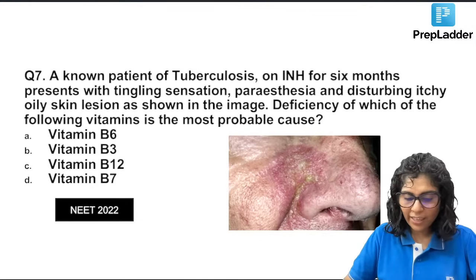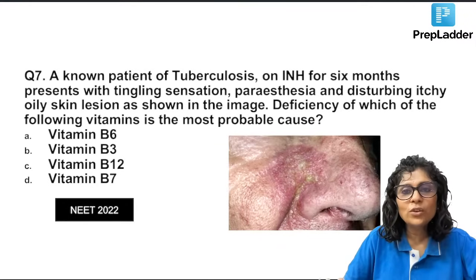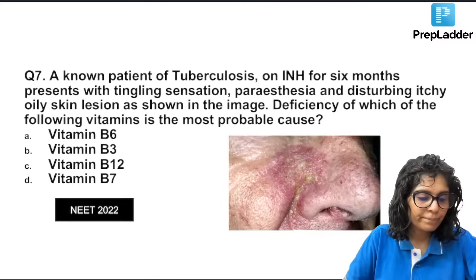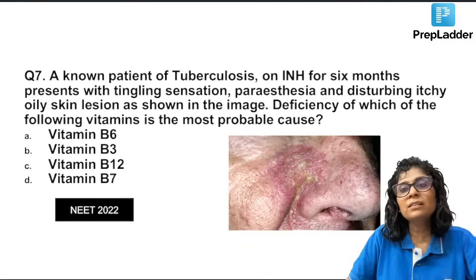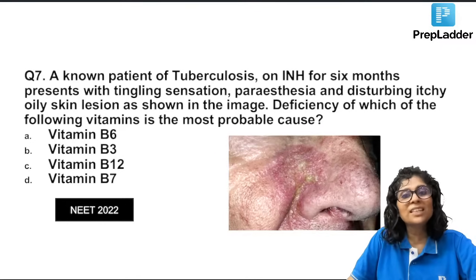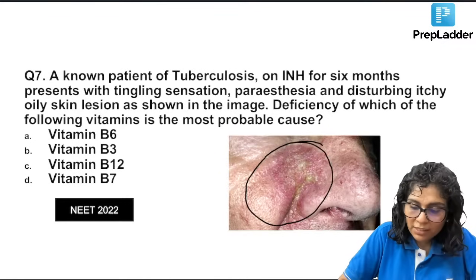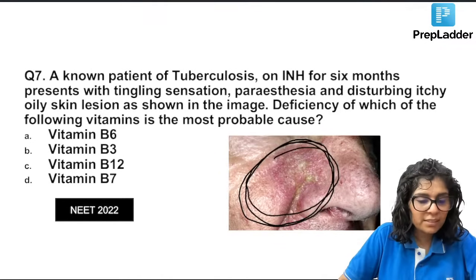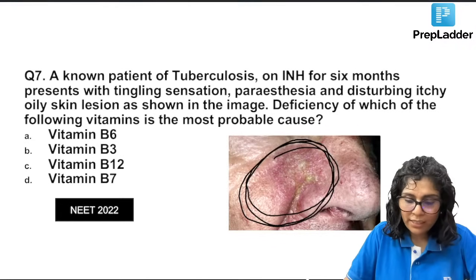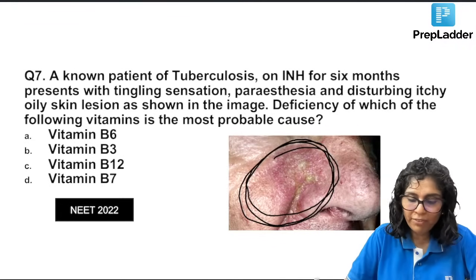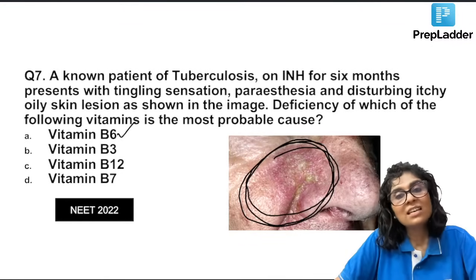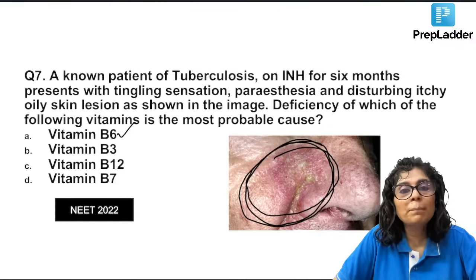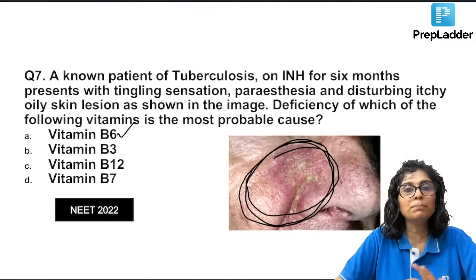Okay, let's start learning now. A known patient of tuberculosis on INH for 6 months presents with tingling sensation, paresthesia, and disturbing itchy, oily skin lesions as shown in the image. So how do you describe this? Seborrheic dermatitis, right? Seborrheic dermatitis is due to deficiency of which of the following vitamins? INH causes B6 deficiency. B6 deficiency presents with seborrheic dermatitis. So the answer is B6.